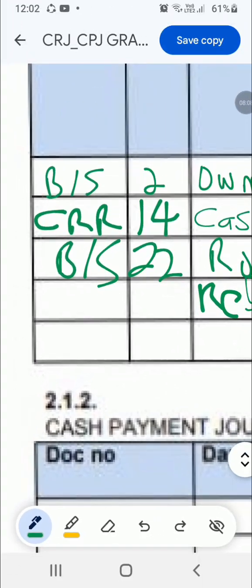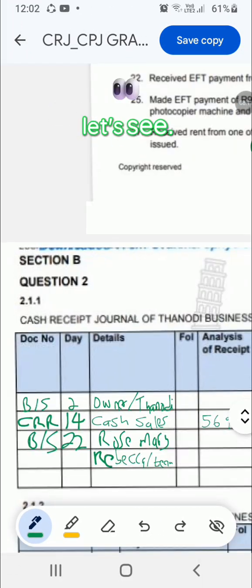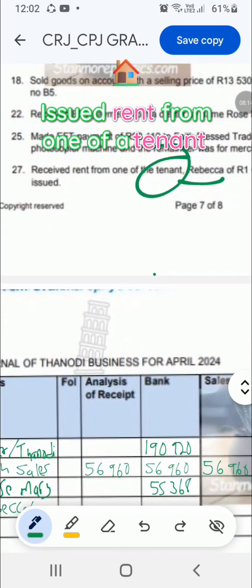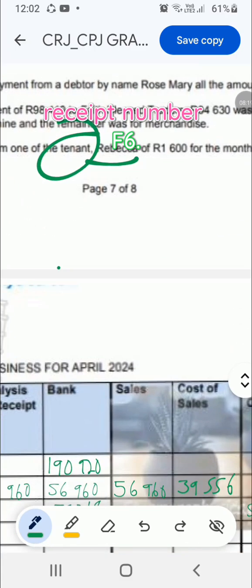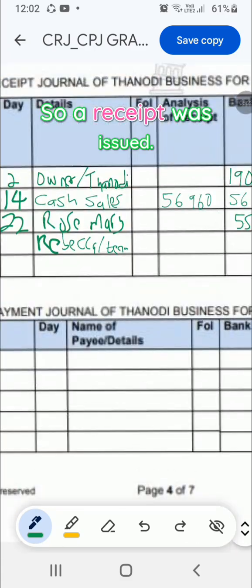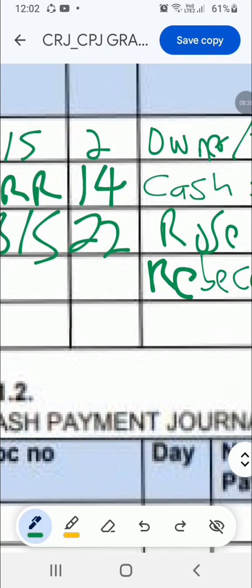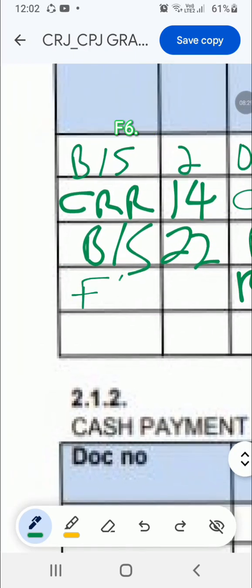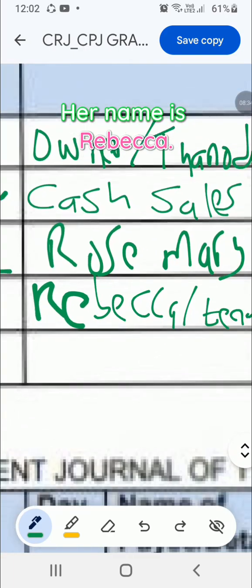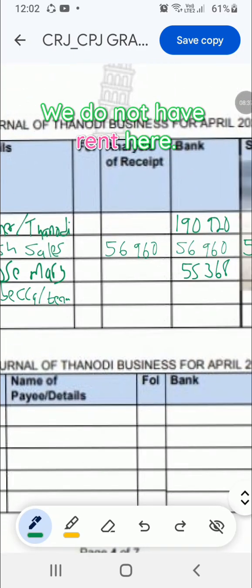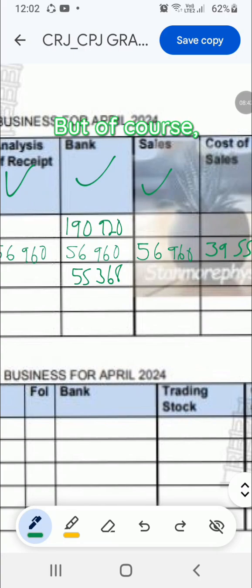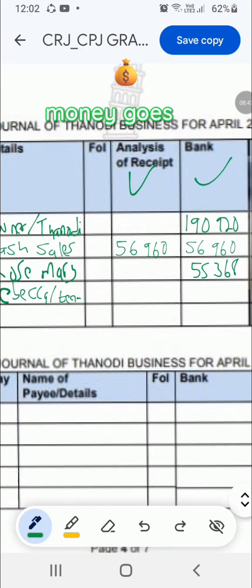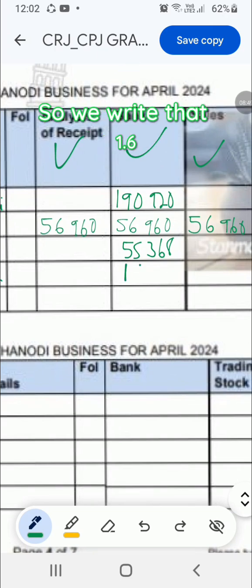Did she pay cash? Let's see. Issued rent from one tenant, Rebecca, of 1,600 for the month. Receipt number F6. So a receipt was issued, and it's F6. The day is 27. Her name is Rebecca. The money was for rent. We do not have rent here. We have analysis of receipt. We have bank. We have sales. But of course, we know that every amount of money goes to the bank. So we write that 1.6 here.